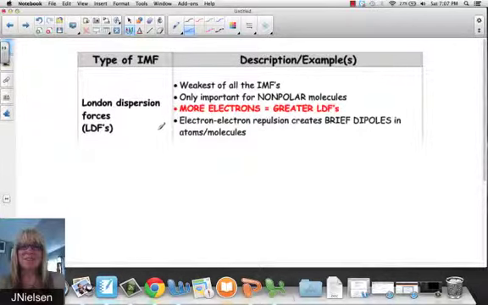Remember, we can be nonpolar by if we're Brinkelhoff, or nonpolar if we are symmetrical. If you have two nonpolar molecules, the one with the greater number of electrons is going to have stronger London dispersion forces. And London dispersion forces basically are the electron-electron repulsions that create these brief dipoles. The electrons are constantly moving, and due to the repulsions, one side of the molecule becomes slightly positive and the other slightly negative in a temporary dipole.